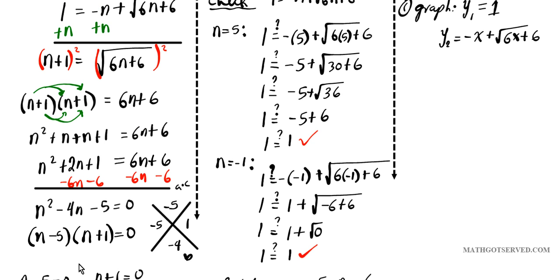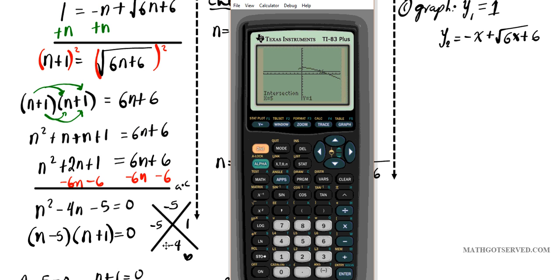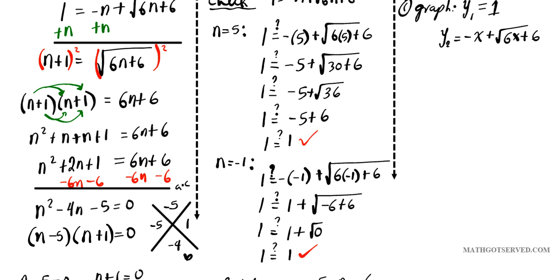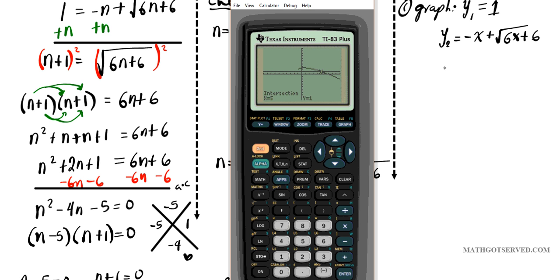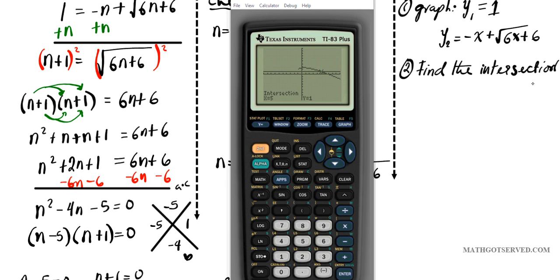Okay, so based on the graph, remember we're just focusing on the x coordinate of the intersection because we're looking for x. So step number 2 is to find the intersections. All right, so we have one, x equals 5, but we have two answers when we did this algebraically.